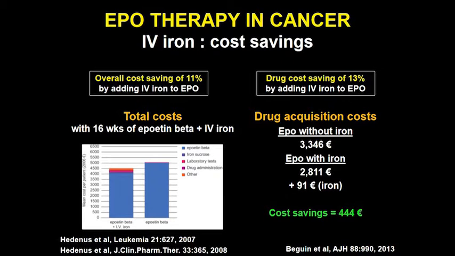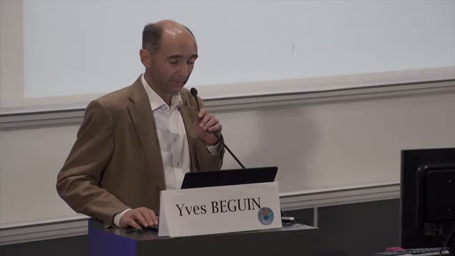So here you have on the right-hand side EPO costs without IV iron, and the cost of EPO with IV iron, and you see that the IV iron costs are really negligible, and that cost savings in total are about 13% when you add IV iron to EPO.